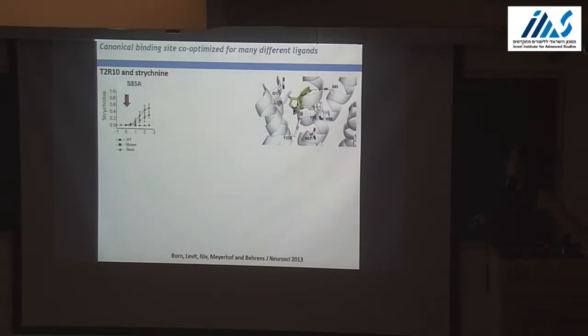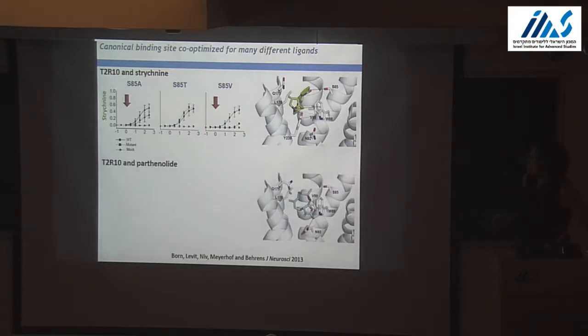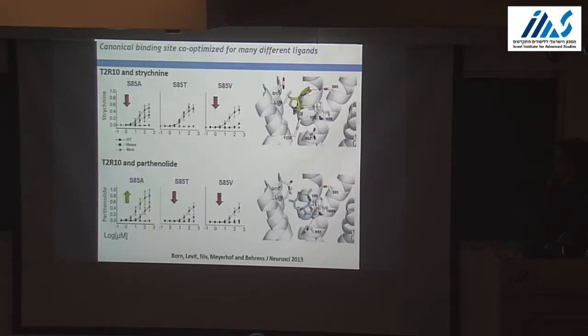Similarly for T2R10, I won't go into a lot of details, but just to show that the same residue could make an interaction that is hydrogen bonding, and then if you mutate to threonine, it's fine, but then if you mutate to valine or alanine, it's not good. But for another ligand in the same binding pocket, which is not using hydrogen bonding to that specific residue, actually you prove by mutating to alanine, threonine is not good, and also valine is not good. So our conclusion was that indeed it seems that this binding site is co-optimized for binding different ligands in different ways.